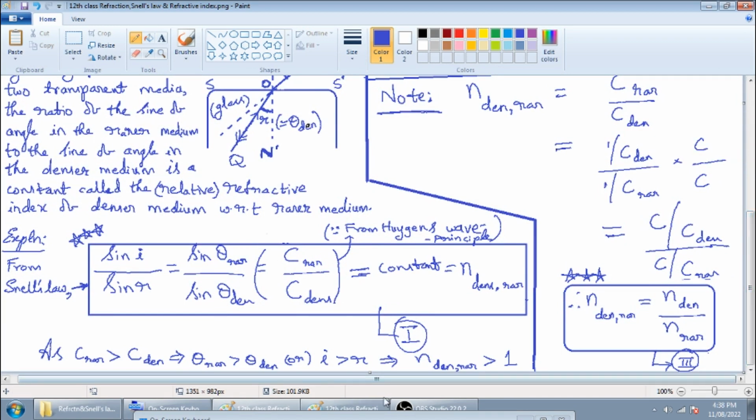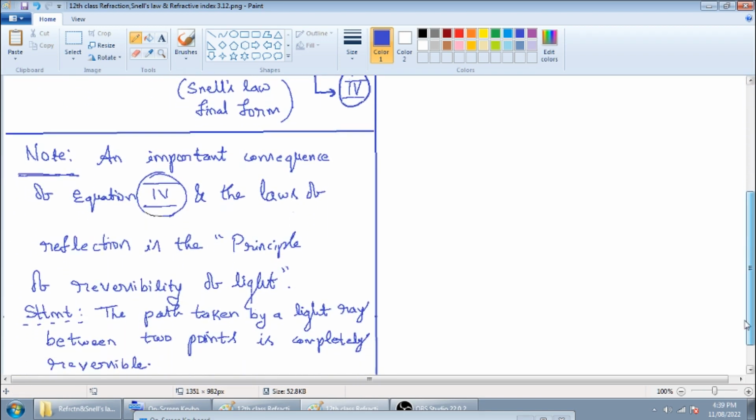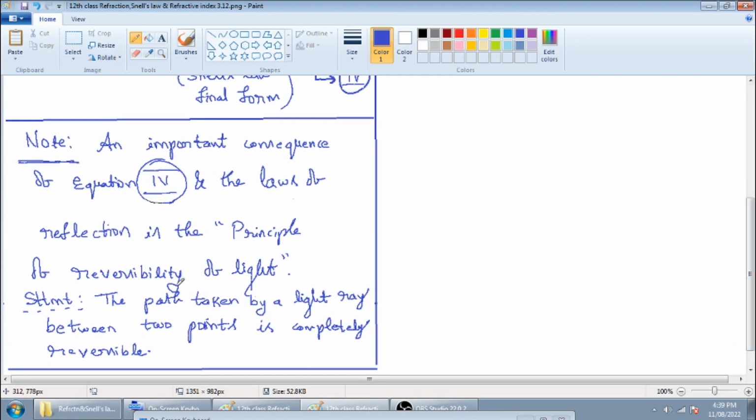So next page, see here, this is the note point. It's giving the third form of the Snell's law. And next, see the fourth form. This is the continuation of the note point, the fourth form. And then from the fourth form, the Snell's law final form is also called, we are getting a very, very powerful principle, the principle of reversibility of light. Just now, 5 minutes back, we have seen the statement of the principle of reversibility of light also.